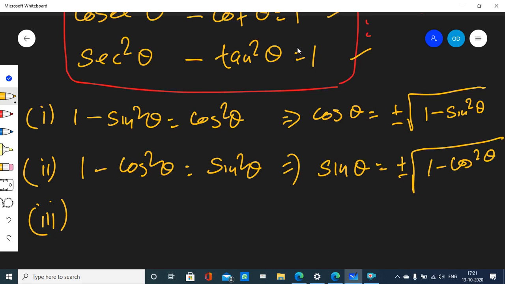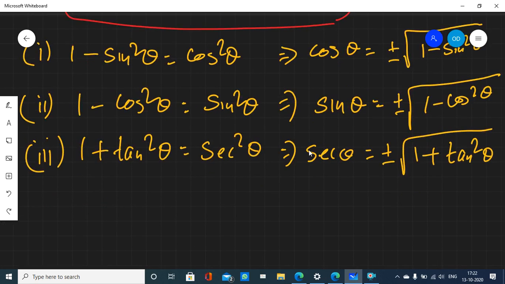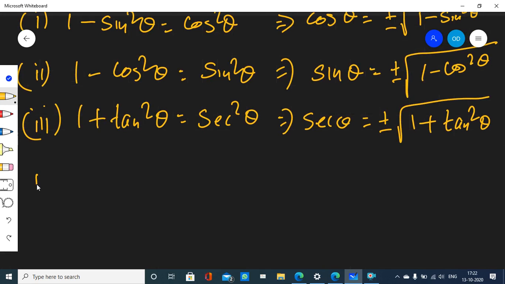Okay. Third one. Sec square theta minus tan square theta is equal to 1, right? Now if I take this tan square theta to this side, what do I get? 1 plus tan square theta, or tan square theta plus 1, whatever, is equal to sec square theta, right? Then sec theta will be equal to plus or minus root over of 1 plus tan square theta, right? Okay.